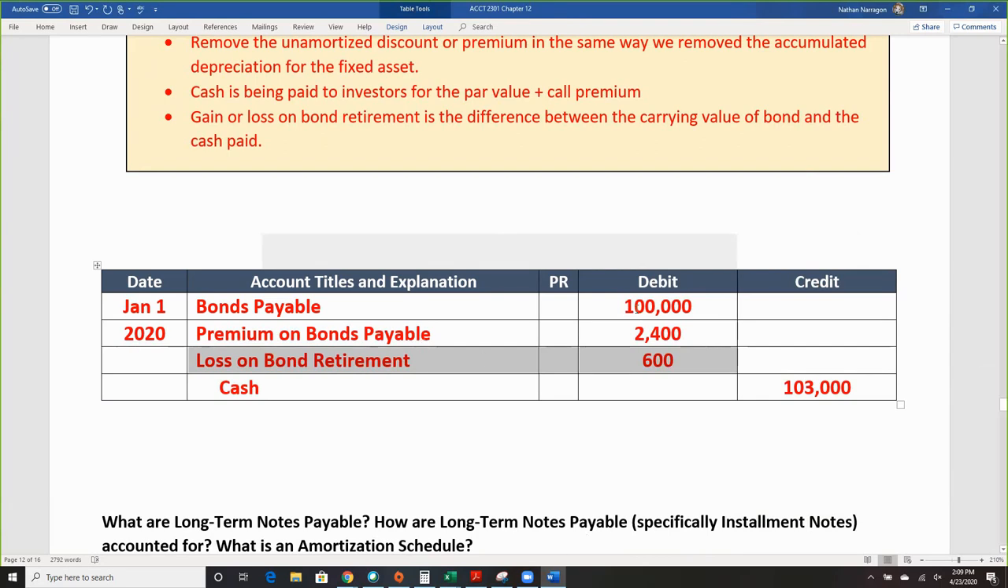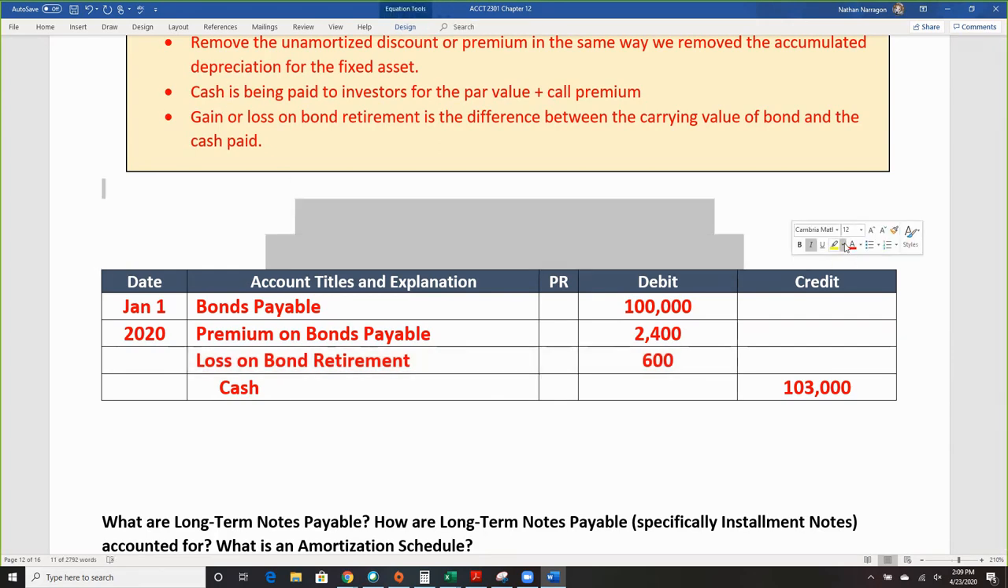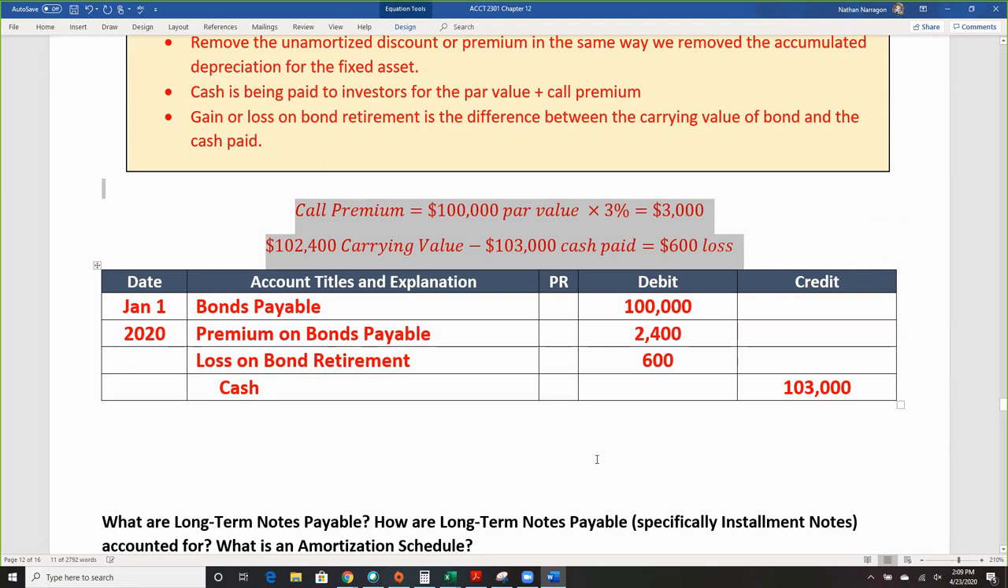That is the difference between carrying value and the cash paid, or basically what would balance out debits and credits. Now, if this was a credit, of course, that would mean a gain has happened. Have to watch out for those. They love to separate out this account. Well, basically, that's what I did.